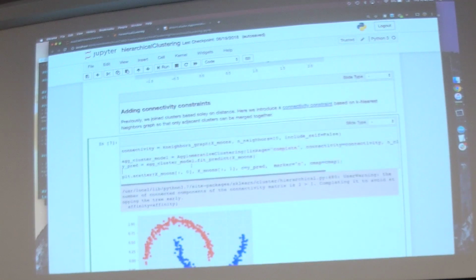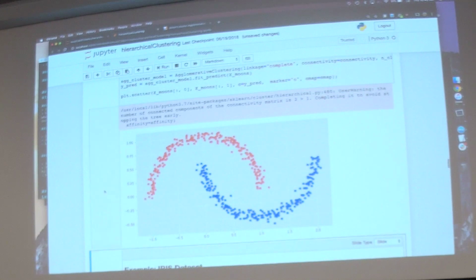And so if we do this, our clustering can actually split these 2 things apart because we've added some constraints. We've added extra rules about which clusters can be merged as we're building up this tree. So we can handle some concave shapes with agglomerative clustering.